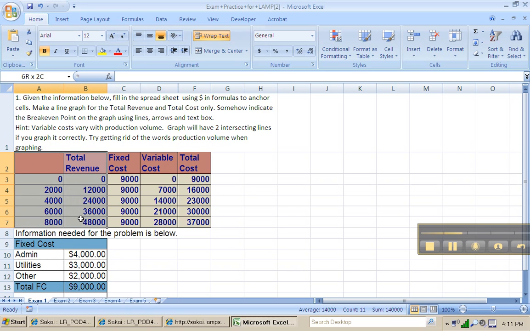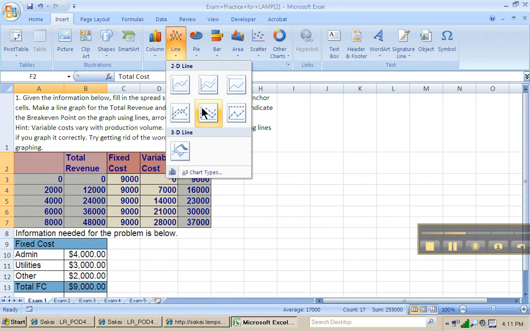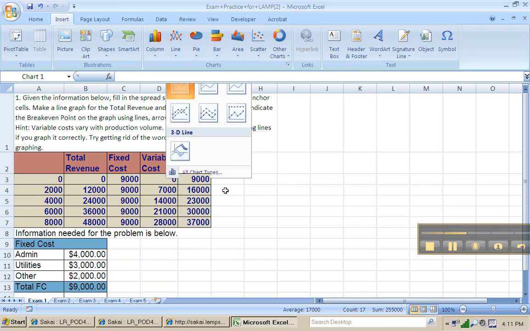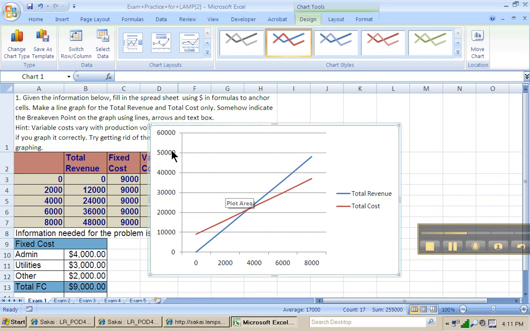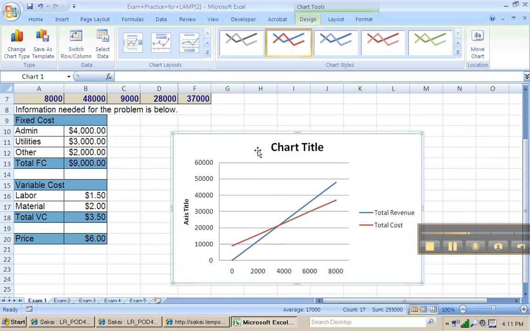We want to do total revenue plus total cost, so you're doing non-adjacent rows. Highlight the first two, hold down Control, highlight the last one, and go to Insert a line graph. Any kind is fine. And we have that here. You can fix it up with the title, etc., whatever you want to do.